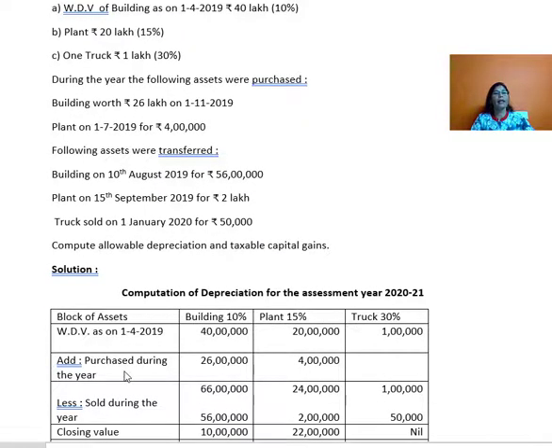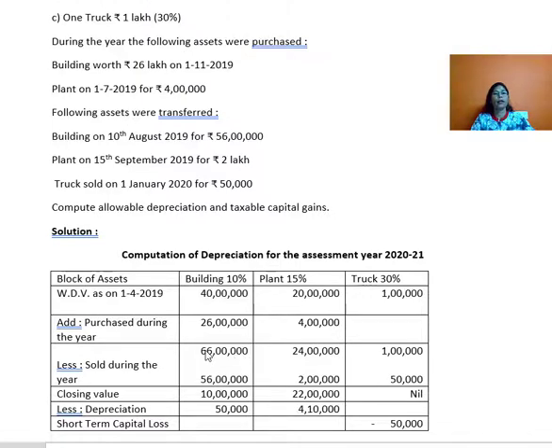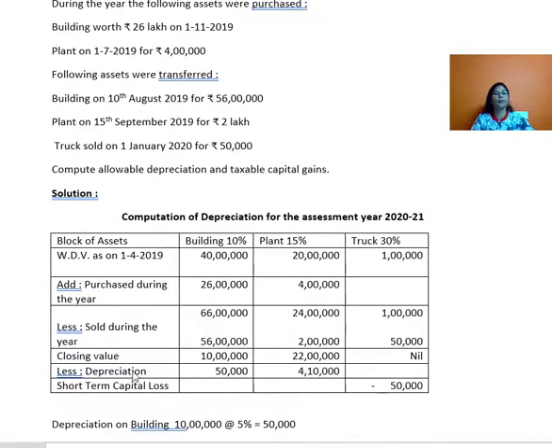Now we shall add additions during the year. We have building costing 26 lakh and plant 4 lakh. So if you add, you get 66 lakh and 24 lakh and the truck remains the same. But the sales during the year regarding building, it is 56 lakh, plant 2 lakh and the truck, the only truck which was there is sold for 50,000. So there is a capital loss in this case.